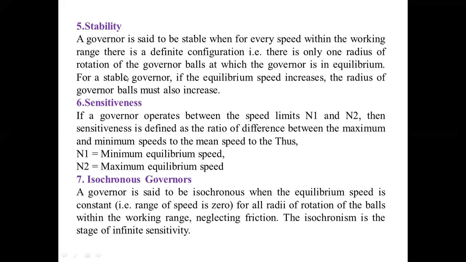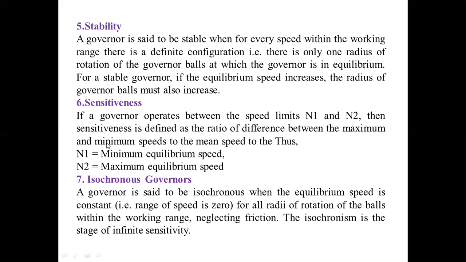For a stable governor, if the equilibrium speed increases, the radius of the balls must also increase. That is directly proportional. Speed and radius of rotation are directly proportional. The speed increases, the radius of rotation also increases for the stable governor.